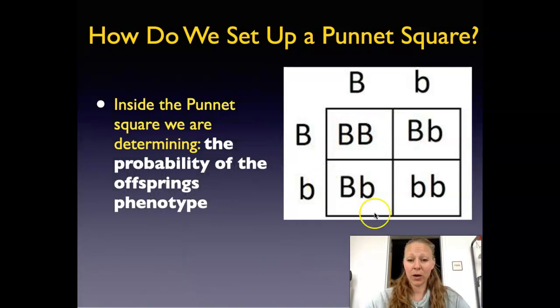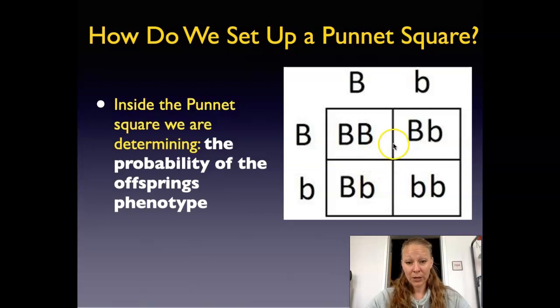So inside the Punnett Square here, this is where we're going to determine the probability of the offspring's phenotype. It doesn't say that they're going to have 4 kids and one of them will have brown eyes and one of them will have blue eyes. It's the probability. If they have one child, what is the probability that their eyes will be blue? What is the probability that their eyes will be brown? That's what we're determining here in the center of the Punnett Square. It is the probability of the offspring's phenotype.